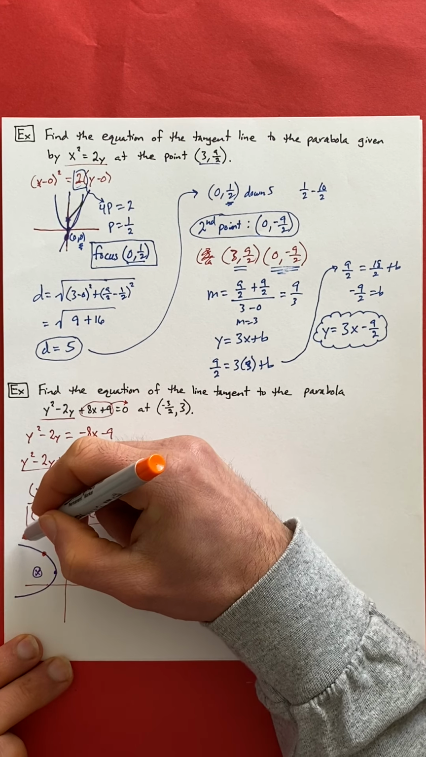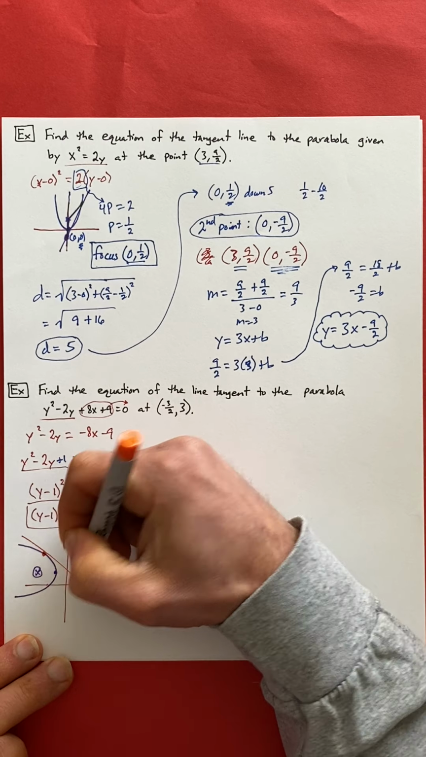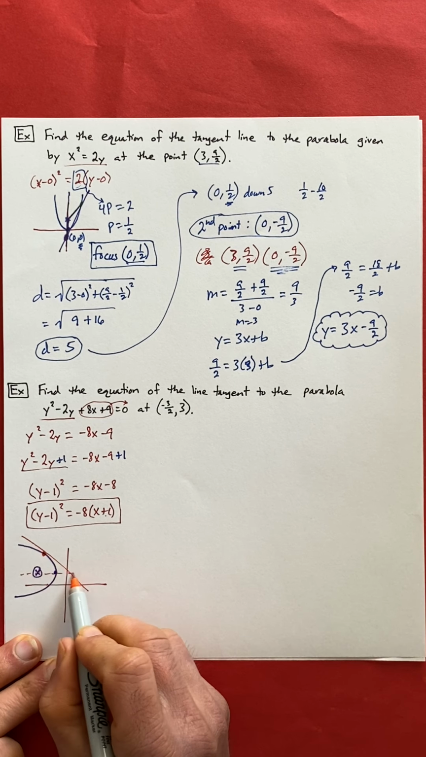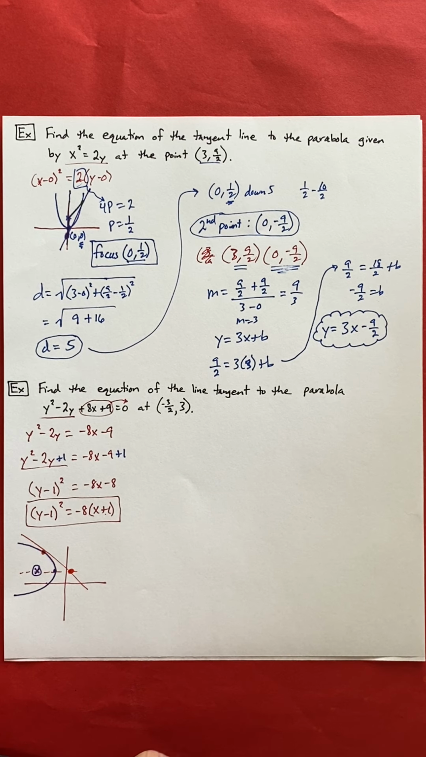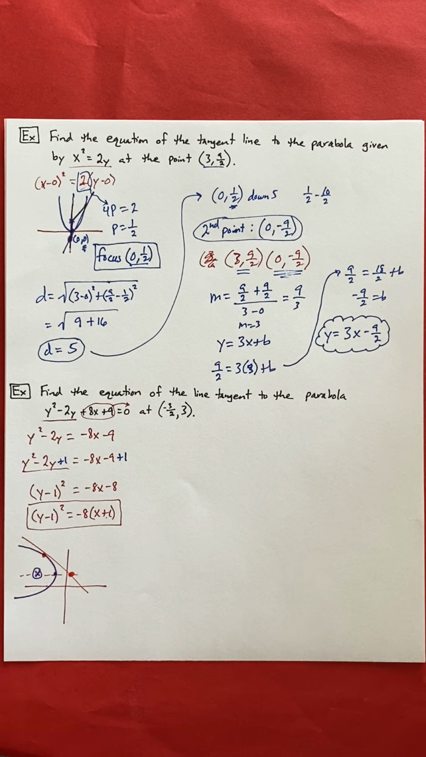That means my tangent line looks something like this. The axis of symmetry looks something like this. This is the point that I'm trying to figure out. That's what my quote-unquote second point is. So, using that picture, using my equation, I'm now going to find the information that I'm looking for.